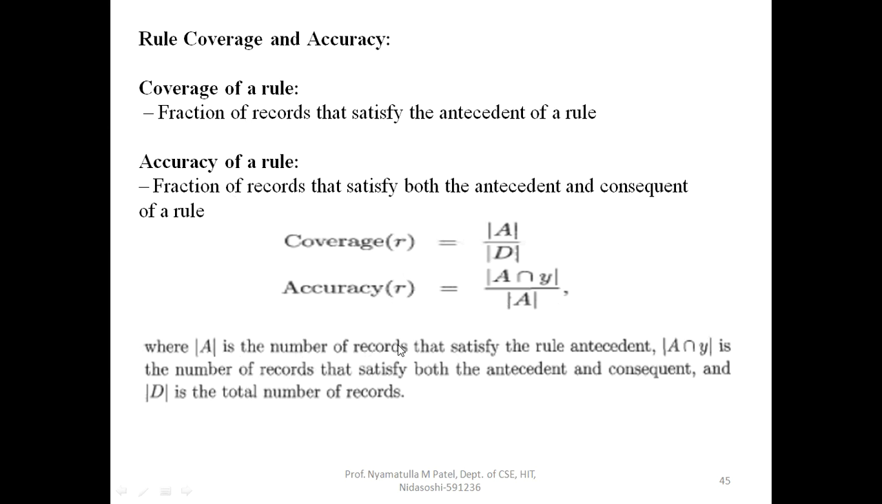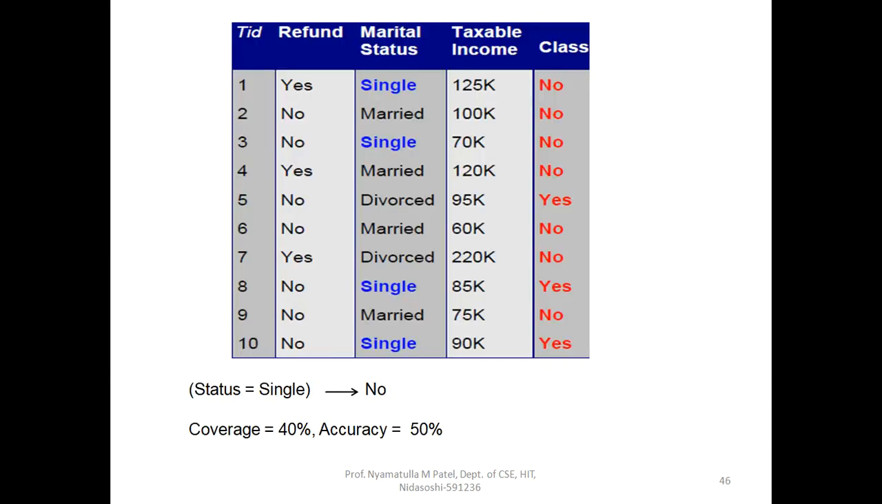Okay, so now what is A over here? A is the total number of records that satisfy the rule antecedent, A intersection Y is the number of records that satisfy both antecedent and consequent, and D is the total number of records.